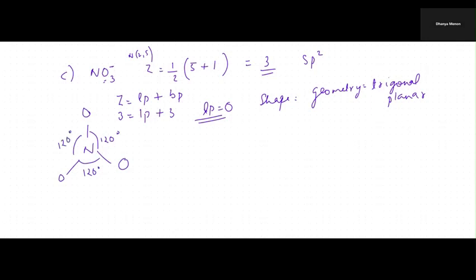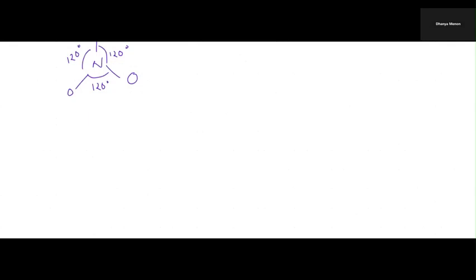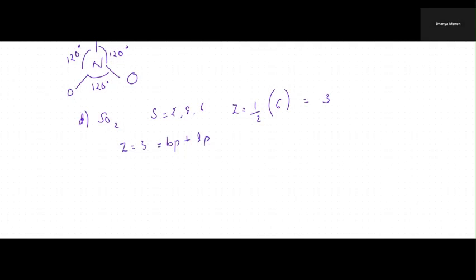Okay, so suppose if I have another question, D, sulfur dioxide. Sulfur is 2, 8, 6. So Z is equal to half of 6 plus, there's no positive or negative, neither there is any monovalent atom. So 6 by 2, 3. So Z is equal to 3. That means it's equal to bond pair plus lone pair. Sulfur is connected to 2 oxygens. So 3 is equal to 2 plus lone pair. So lone pair is equal to 1.